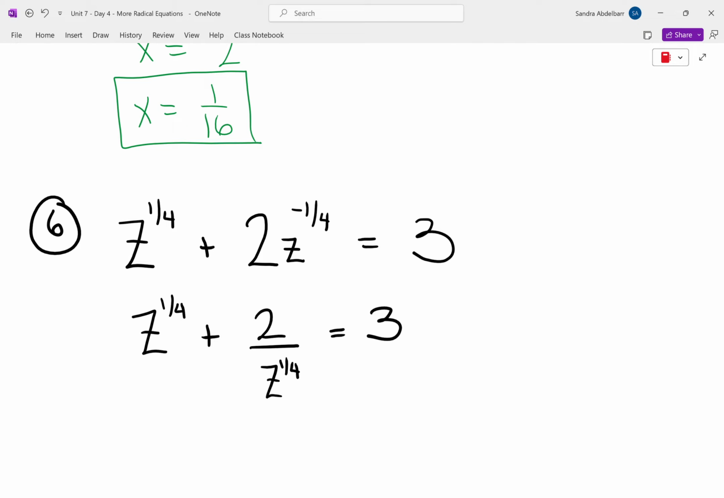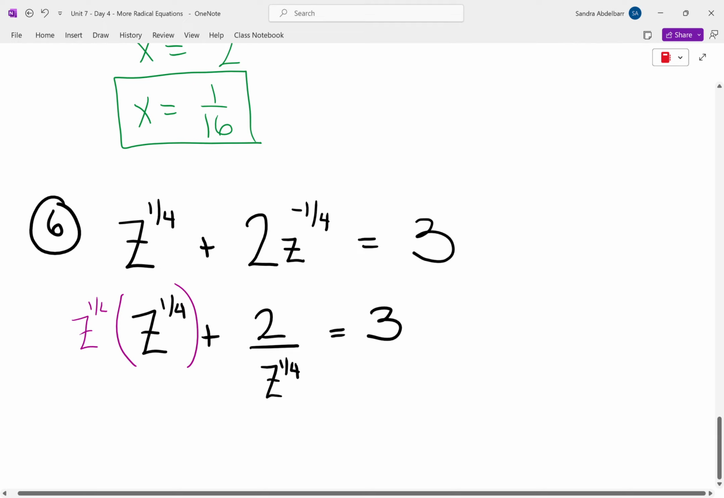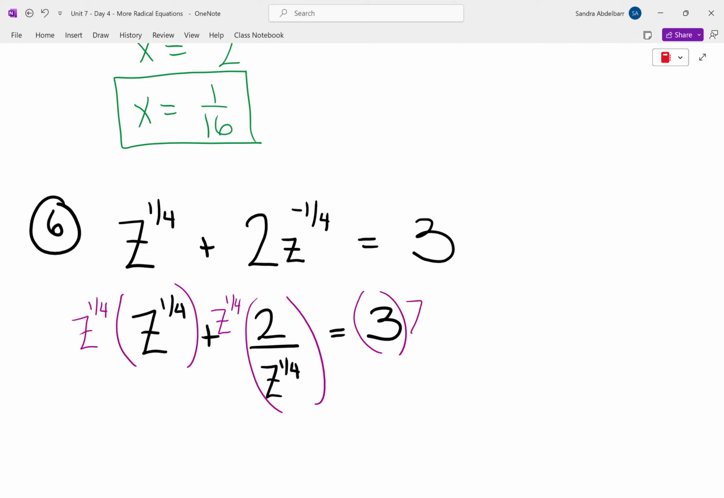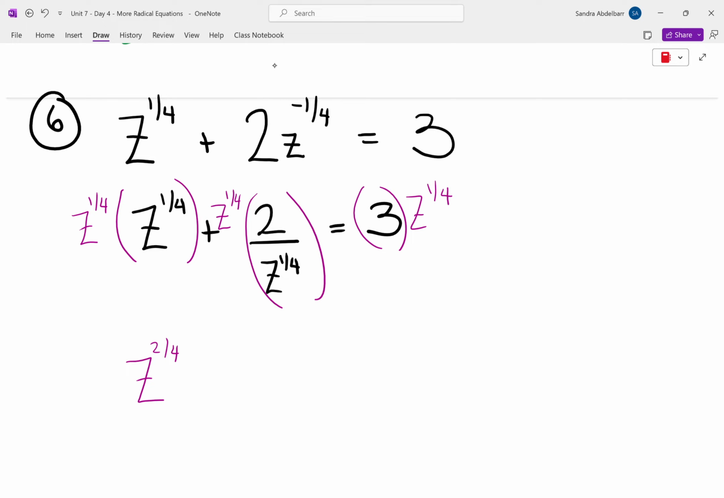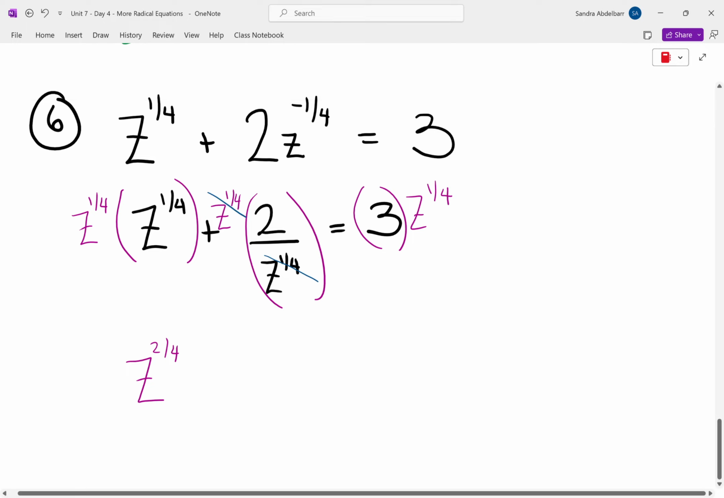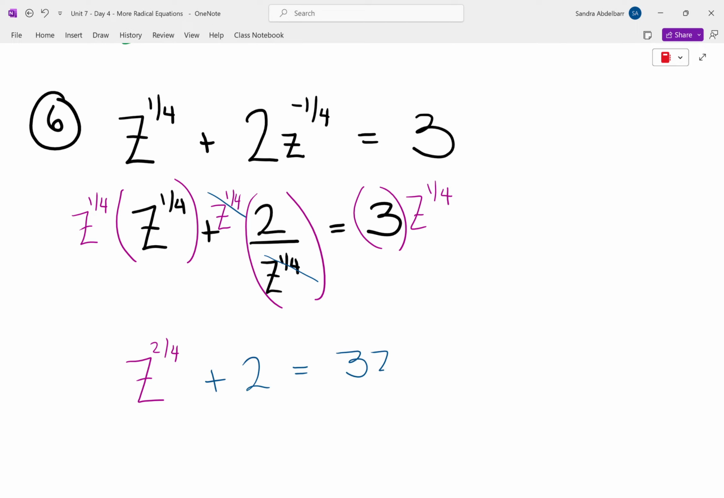How am I going to eliminate the denominator? Multiply everything by z to the 1/4. So when I multiply everything by z to the 1/4, so I'm not rationalizing, guys. I'm just multiplying everything by z to the 1/4. So z to the 1/4 times z to the 1/4, do we all agree that's z to the 2/4? And then the second term, what happens with the z's? They cancel. So this is plus 2 equals 3z to the 1/4.